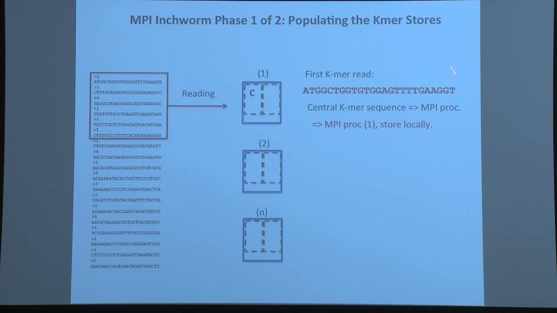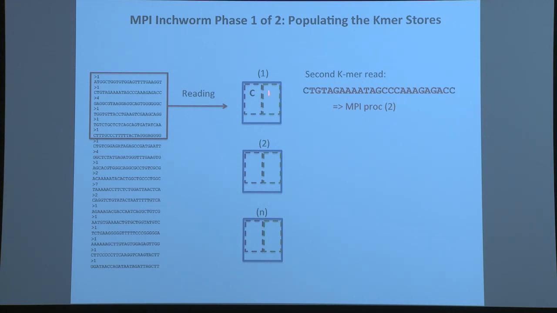Now, in this case, this k-mer indicates that it needs to be stored at process 1, and since this is already process 1, it knows, okay, I don't have to send it anywhere, I can just store it locally. So it becomes part of its own k-mer catalog. Then we read in the second k-mer, and we look at its central k-mer sequence, figure out which node it's supposed to go to, where its destination is. In this case, it's MPI proc 2.